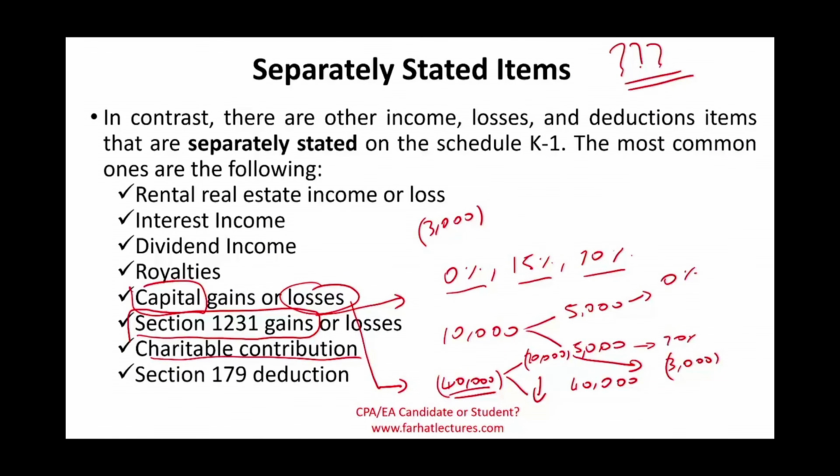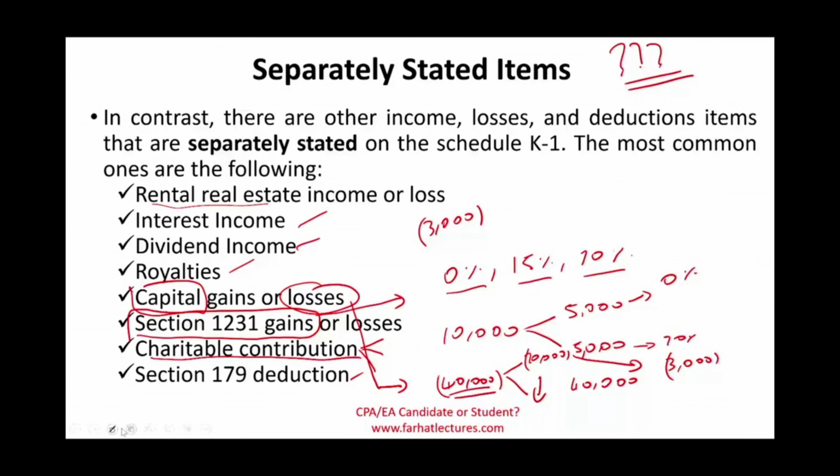So we don't bunch this deduction with all the business deductions, because if it did, it would be good for the shareholders, since you're taking advantage of the deduction. But since each individual will have a different limitation, whatever charitable contribution we made, we report this information separately for each individual. Same thing with dividend, interest income, rental real estate, royalties, Section 179.